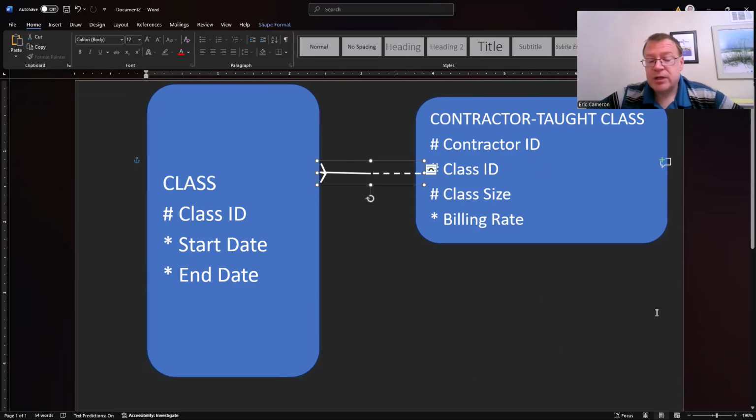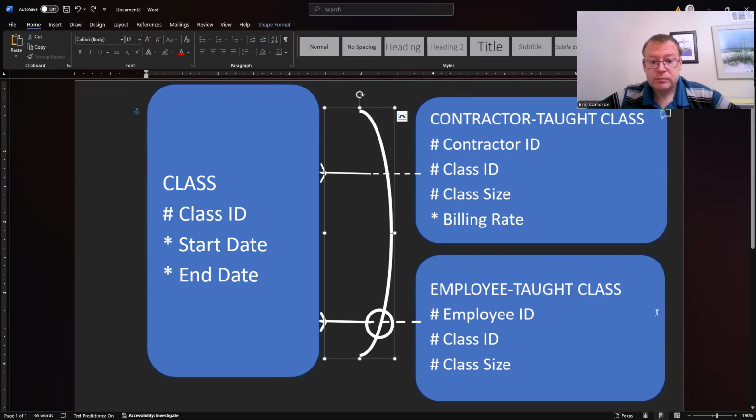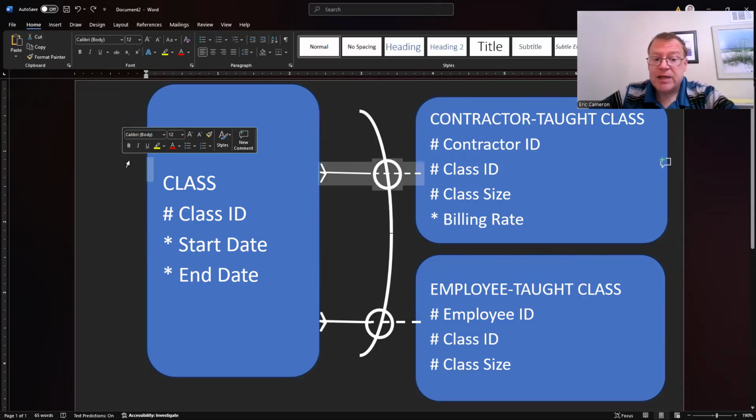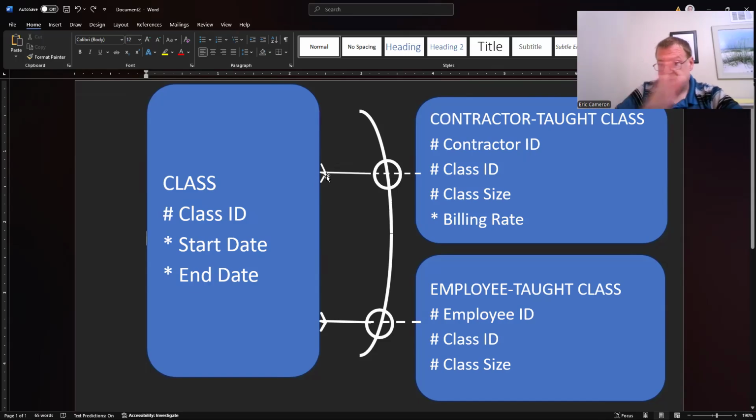So when we introduce the arc, there we go. It's very similar. An employee can teach 0 or more classes. A contractor could teach 0 or more classes, but a class must be taught by someone. And that's why from the middle over, facing back the other way, from here to here, it's solid, which indicates that going in that direction is mandatory.